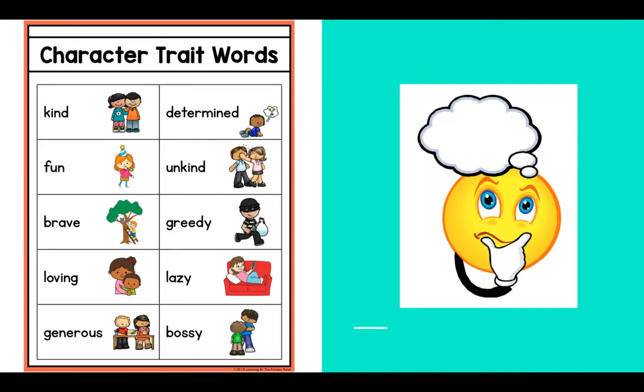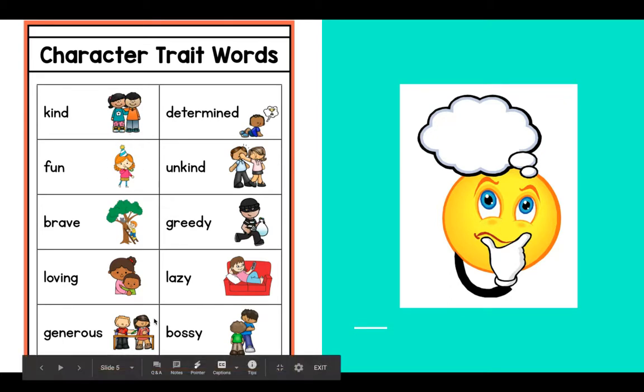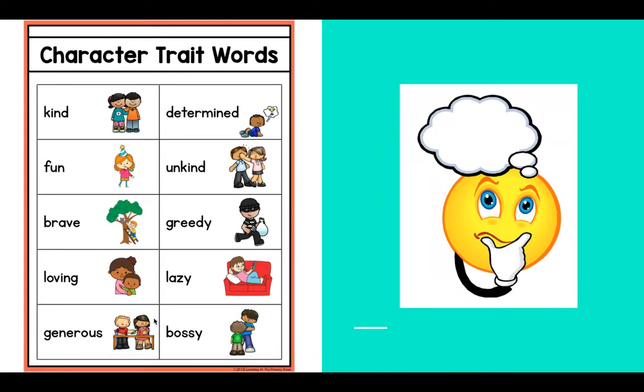Now, if I was talking about my own best friend that I've known since I was in 5th grade, I would say that she is very kind and she is very generous. So those would be her character traits that I would use to describe her. Now that we've talked about our real person, let's think about our character Charlie. What are some words that we would use to describe his character traits?